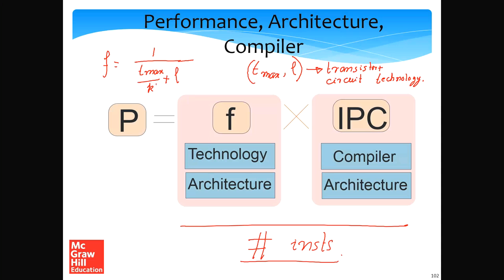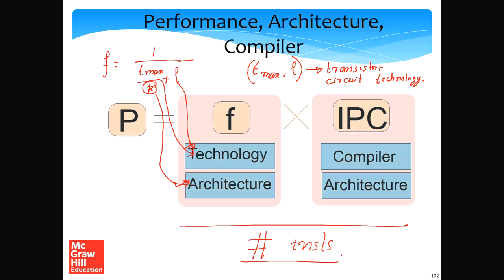The other factor in determining the frequency is K, which is the number of pipeline stages, and this is determined by the architecture, right? The way we design the chip, the computer architecture of the chip, that determines the factor K. So as we see, the frequency is determined by the technology, the transistor technology, in terms of Tmax and L, and K is determined by the architecture, right? So Tmax and L from the technology and K from the architecture.